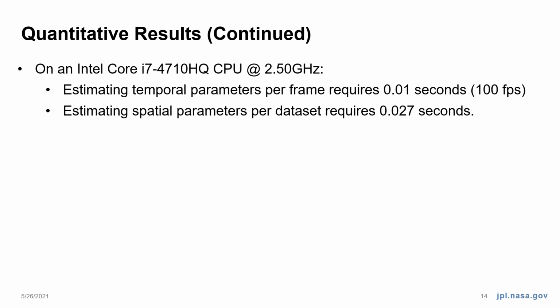Our implementation runs only on CPU and can benefit from multi-threading. Running on a single core, we observe that our method meets the real-time requirement. The temporal parameters, which need to be estimated every frame, require only 0.01 seconds, giving the method a throughput of 100 fps. The spatial parameters are required to be estimated only once per dataset, or only once per run. Estimating those parameters requires only 0.027 seconds.